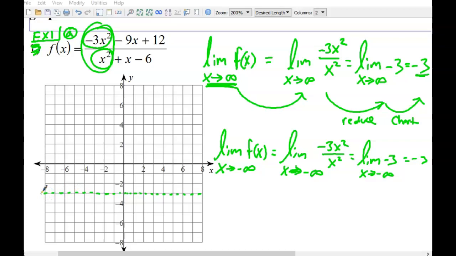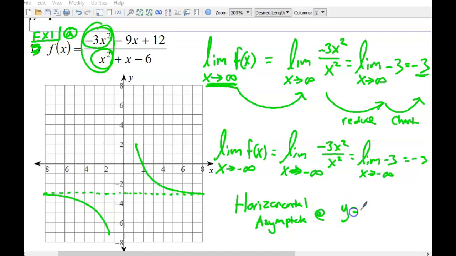So I don't know what's happening. Somehow the function could go like this, it could go like this. We don't really know what the shape of the graph is, but all I know is that there's a horizontal asymptote. You might want to write that. Horizontal asymptote at y equals -3. Okay?